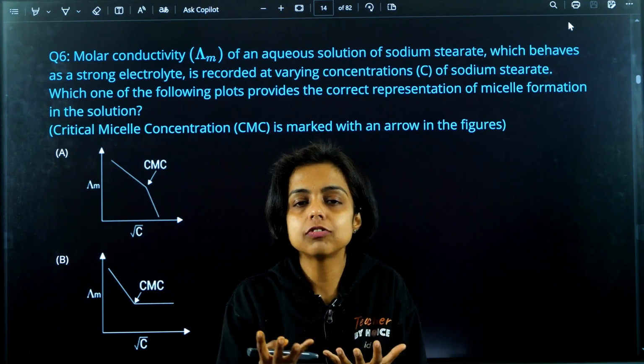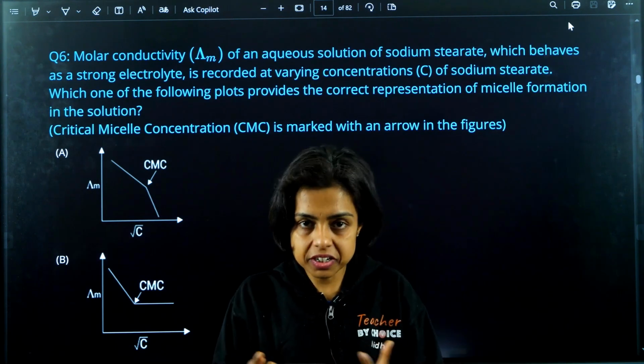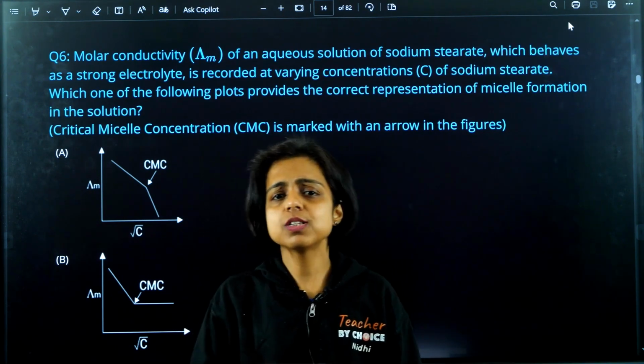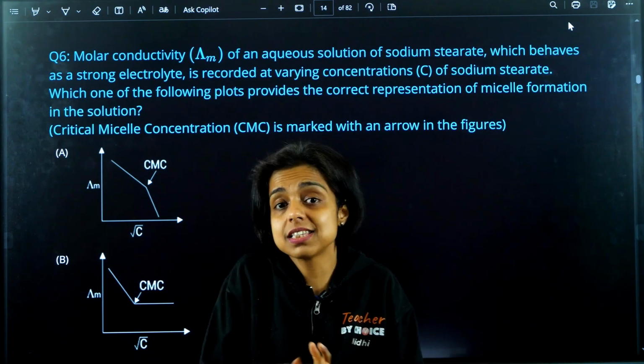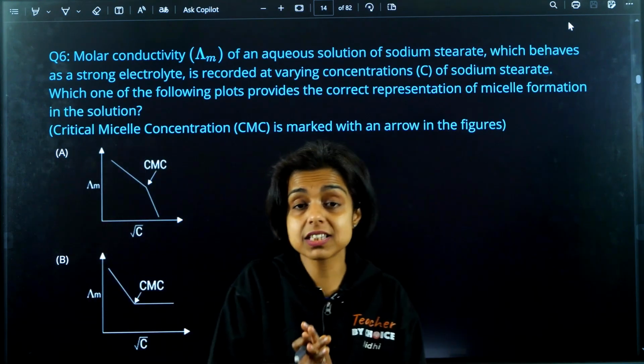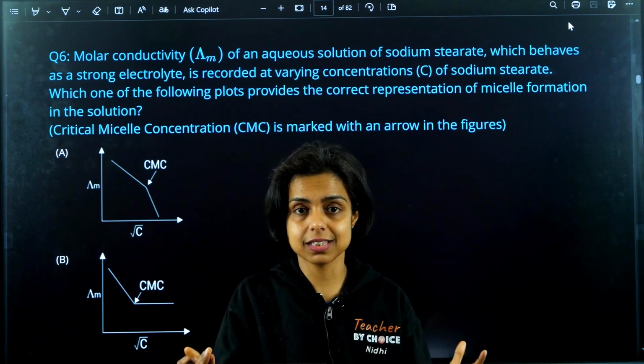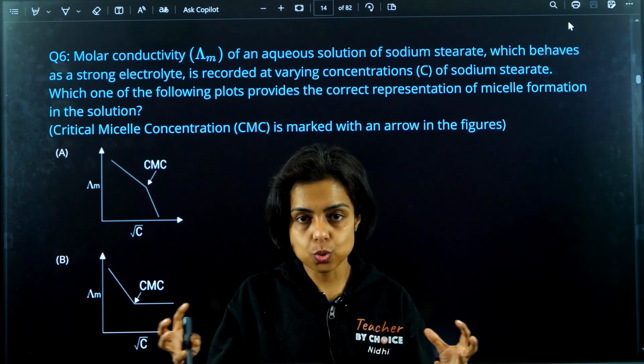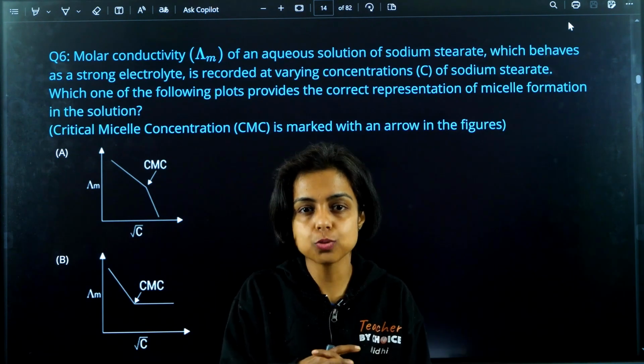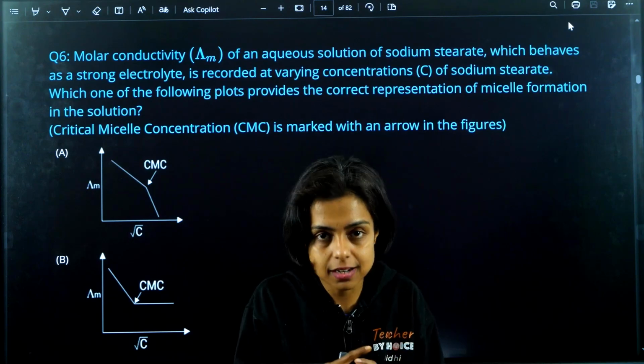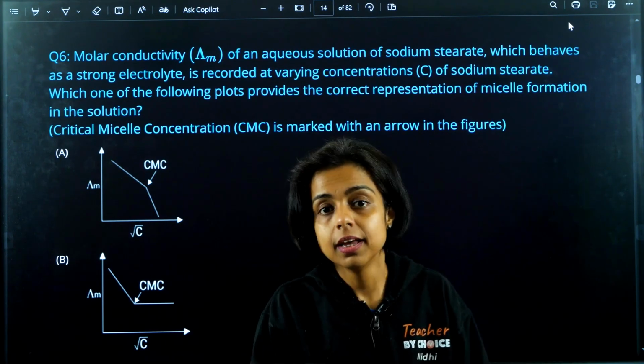So the bigger the size of the molecule, the more restricted the movement, the mobility is restricted. Hence we can say beyond CMC there is a sudden decrease in the molar conductivity, because of the bigger size. The particles aggregate, they coagulate to become bigger particles, right? They form a micelle at or after CMC, right guys?